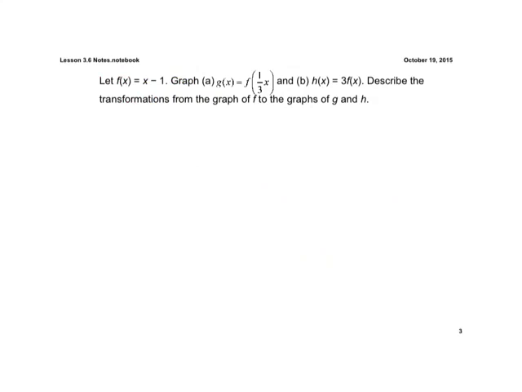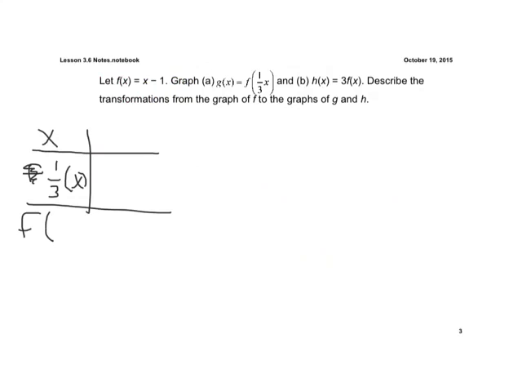Alright, our first example here, our parent function, or our original function, is f of x equals x minus 1. Let's graph part A first, g of x equals f of 1/3 x. How we're going to go about this is we're going to make a table, just like part 1 of this section. We're going to have some x values, 1/3 of x, and f of 1/3 of x.